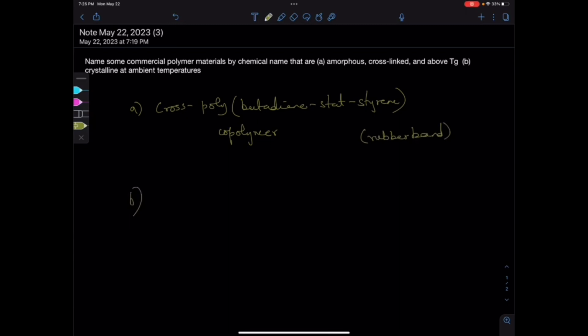For crystalline at ambient temperatures, we could have cellulose, which is also called by the commercial name rayon or cellophane, and that is crystalline at ambient temperatures.